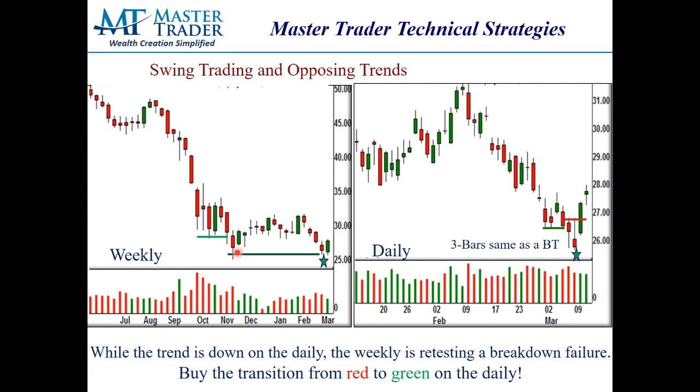Weekly time frame, retesting in a downtrend when it's beginning to transition. Note the breakdown failure here, the retracement up into resistance, and then coming down to retest. And on the daily, beginning to turn, you can see the turn right here, the green stars, and the move back up. So here would be looking to buy this transition, right, from red to green, looking for prices to move higher.